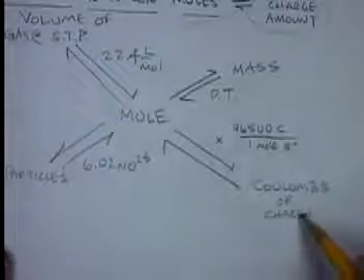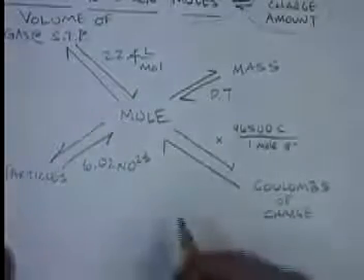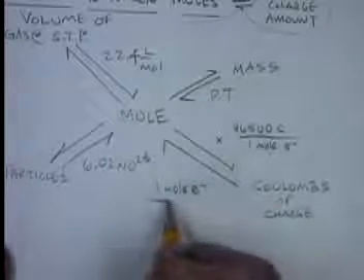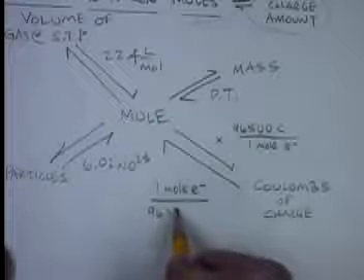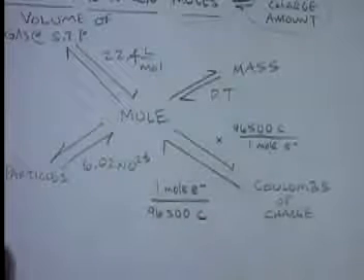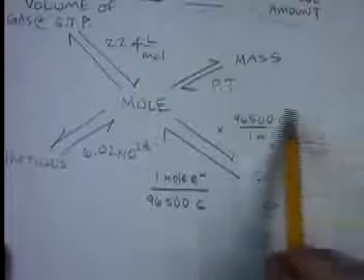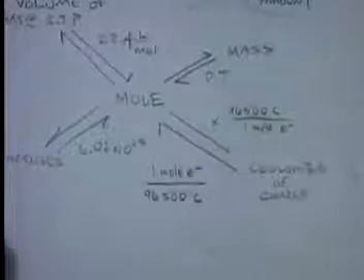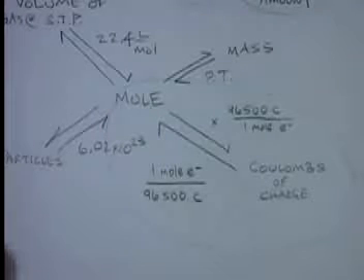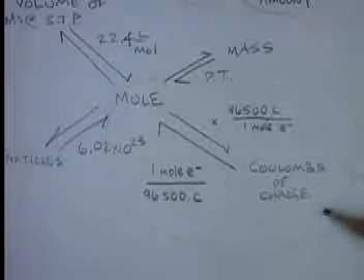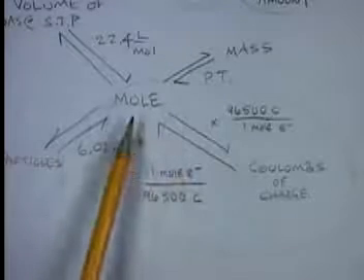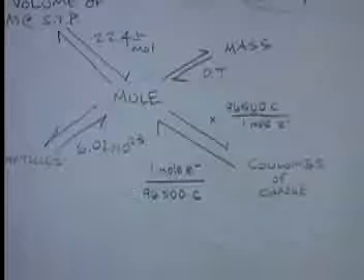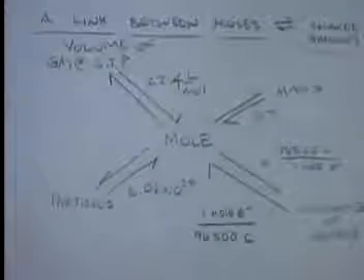If we're going to convert from coulombs of charge to moles, we can say that for every 1 mole of electrons, there are 96,500 coulombs of charge. And so this link between moles and coulombs of charge becomes our method of finding out how much charge is transferred, or how much of a substance is created or produced or used up in an electrochemical reaction, an electrolysis reaction.